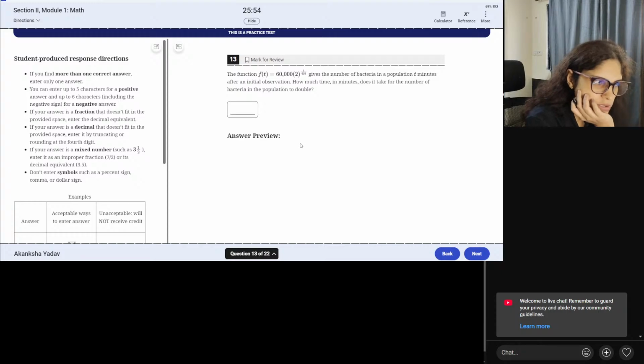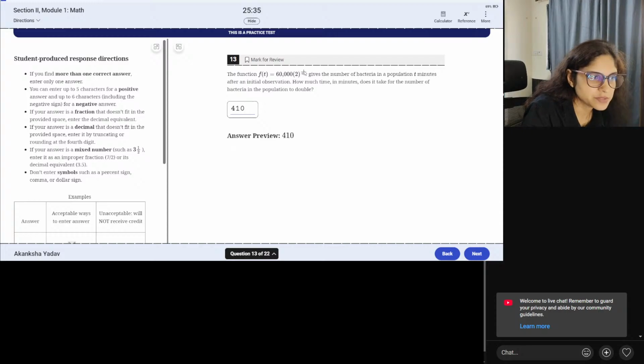So 60,000 times 2 to the power t over 410 gives the number of bacteria. How much time does it take for the number of bacteria in the population to double? We had the exact same question in practice test 7 as well, because I did it recently, so I remember. The answer is going to be 410 minutes.